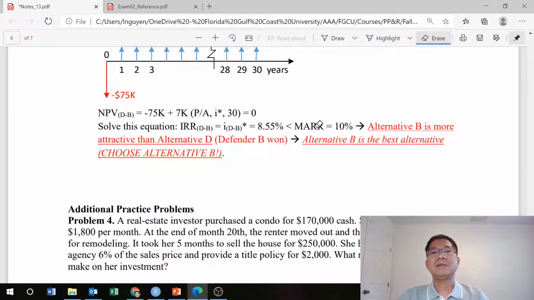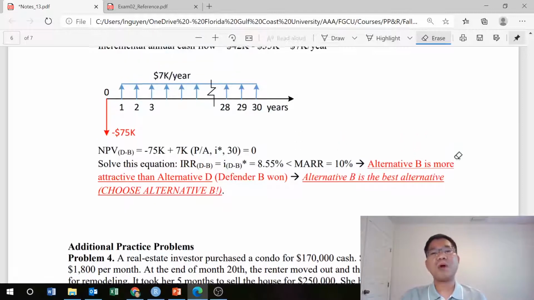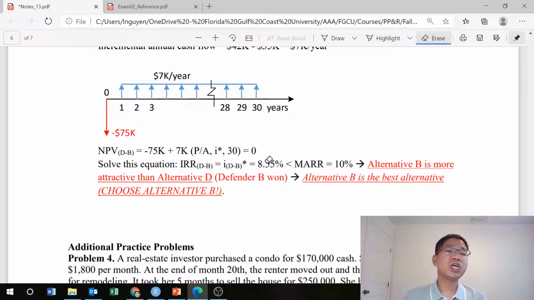And that's less than MARR of 10%. What does that mean? B is more attractive than D, the challenger, because it's not better to put in more money; it's better to put it somewhere else. The opportunity cost is higher to put money somewhere else at 10% instead of moving from location B to location D, where I only get a return of 8.55%. So it's better to put it somewhere else and keep the defender. So as you can see, when the incremental IRR is less than MARR, go with the defender.